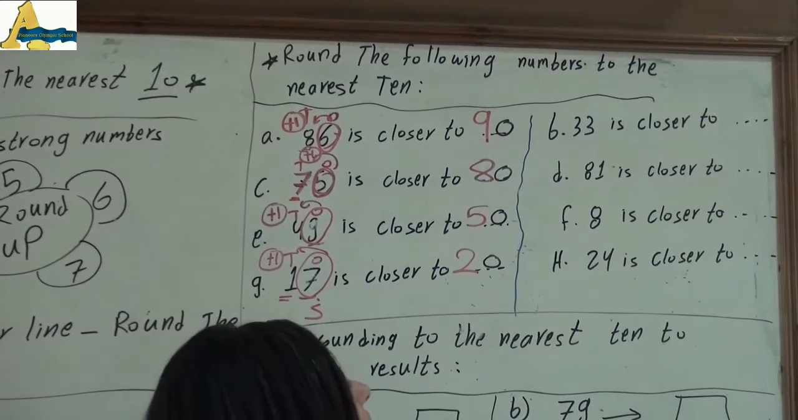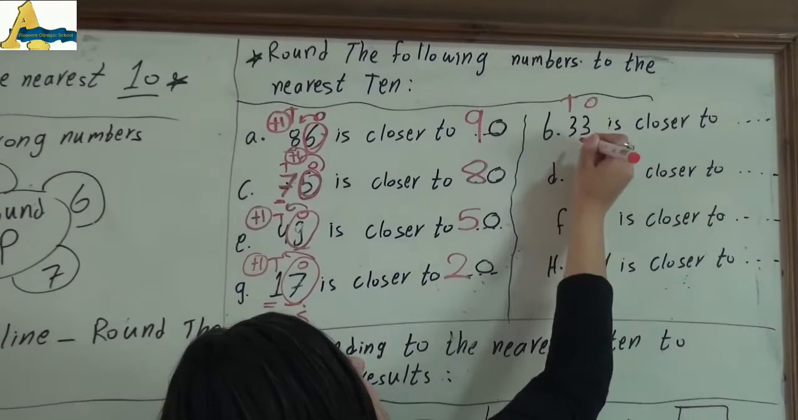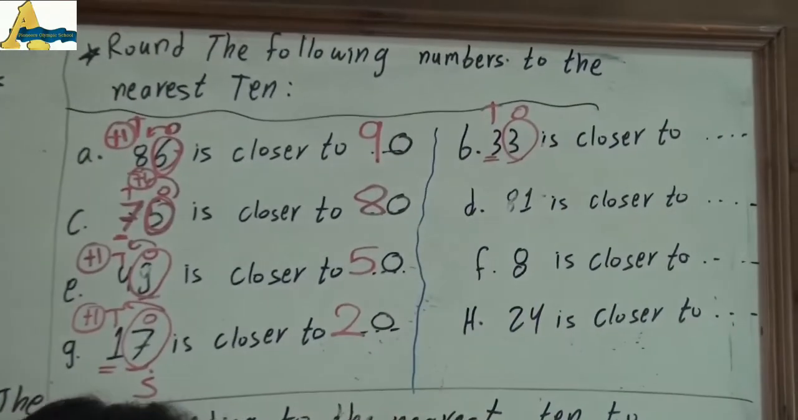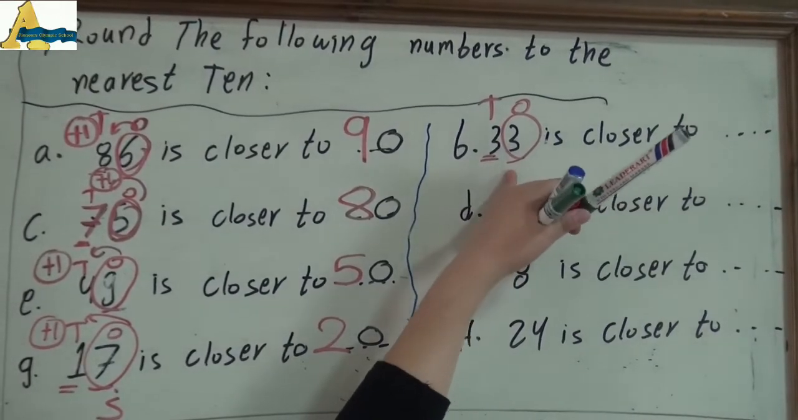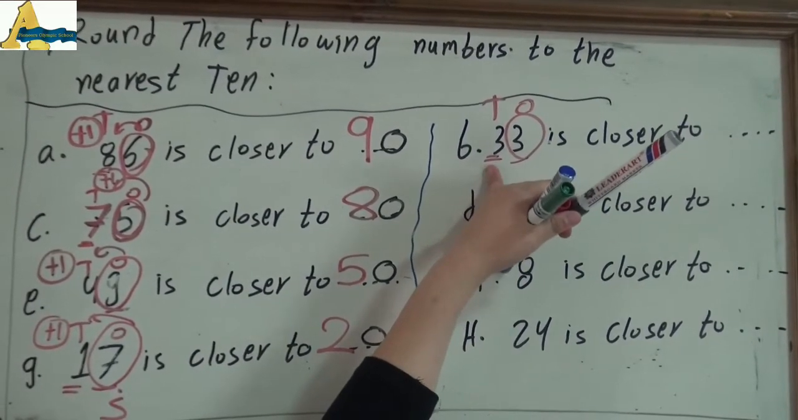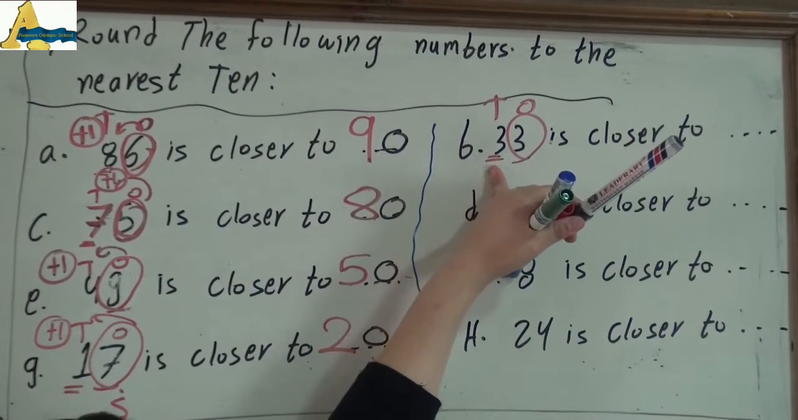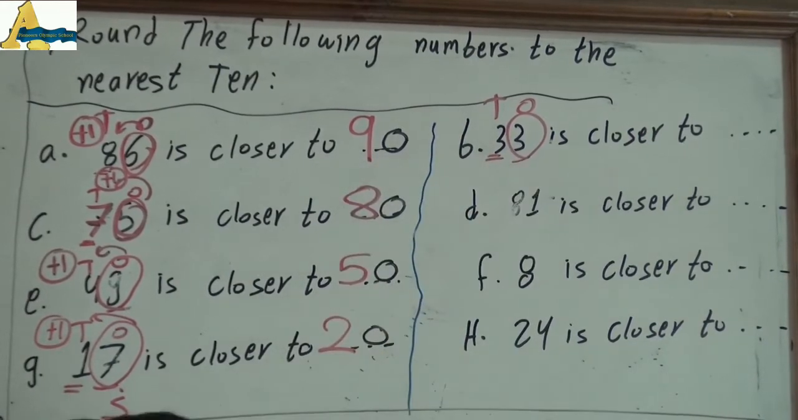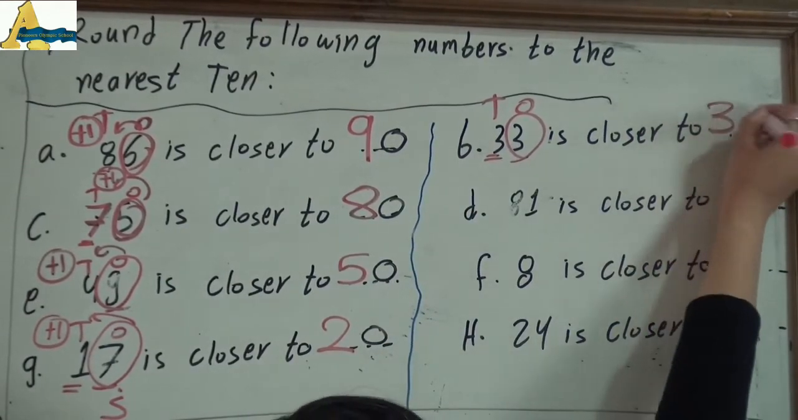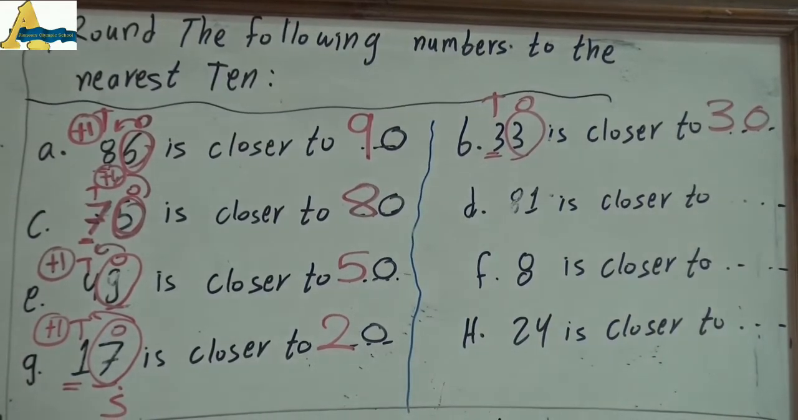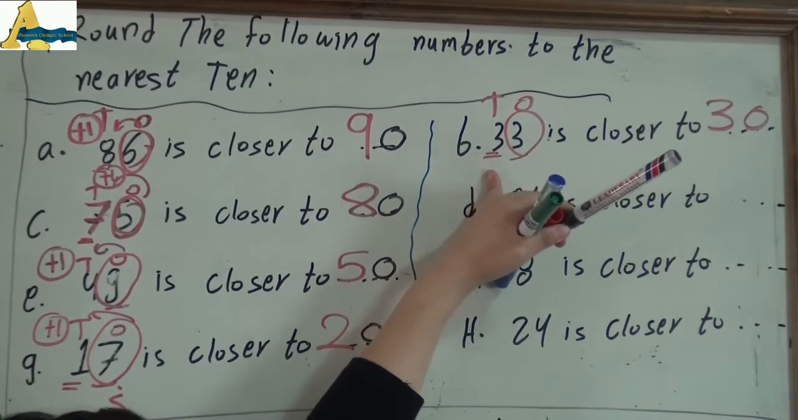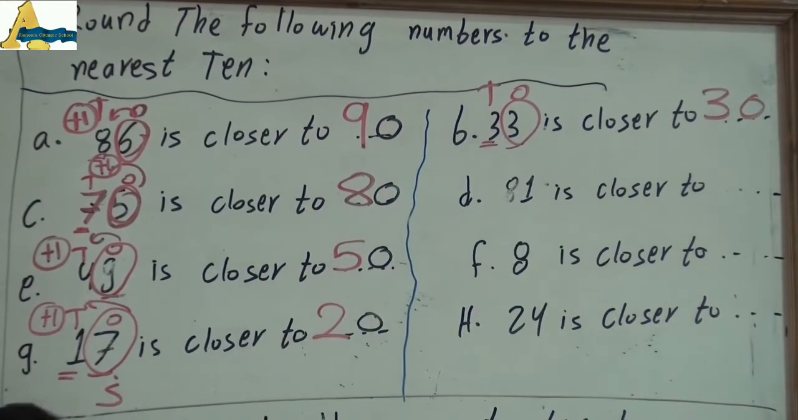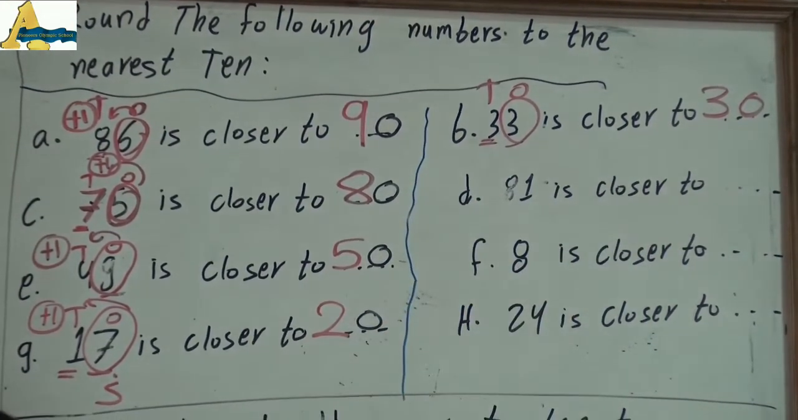Next, 33. Ones and tens. The number just before the tens is 3. 3 is weak. If 3 is weak, it will not change the tens. The tens will remain as it is. It will go round down. It will round down into 30, because 33 is between 30 and 40. And if I say round down, it means I will go down to 30, not go up to 40.